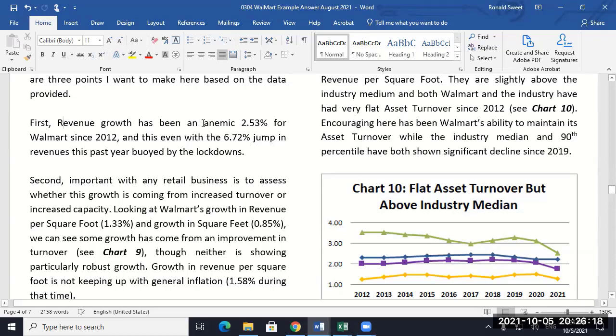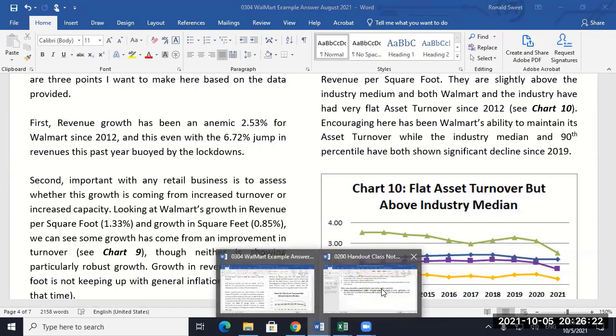Walmart's revenue is growing 2.53%. Let's go to the class notes, though. I should start with the class notes.